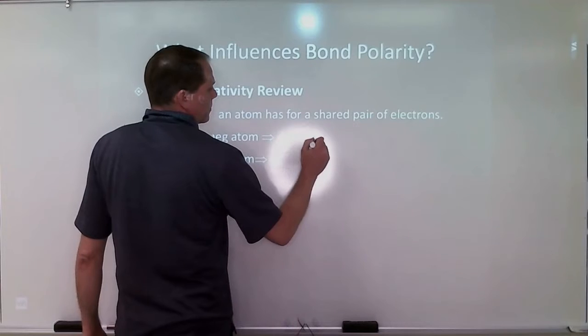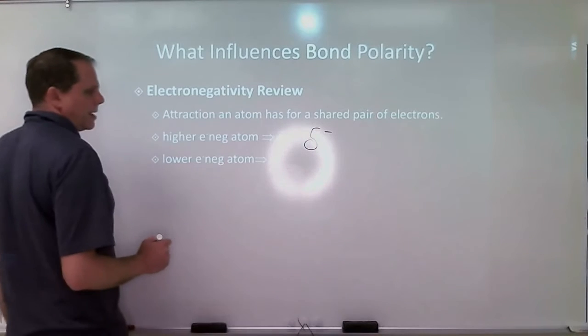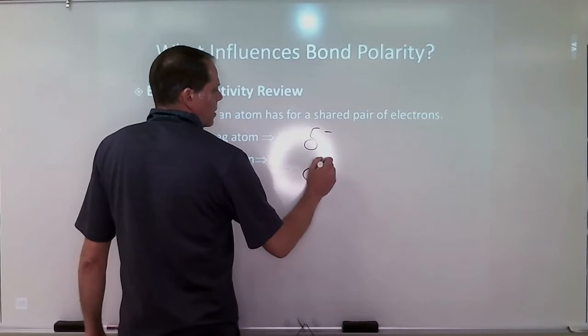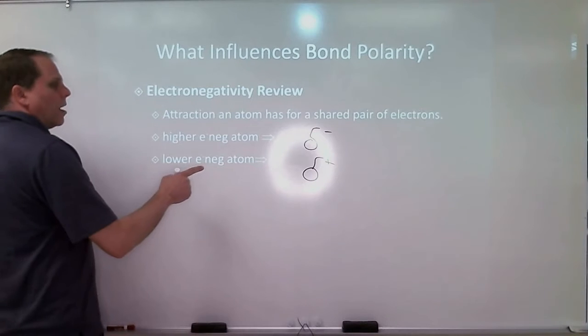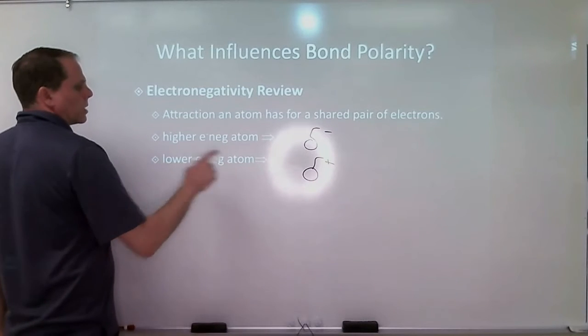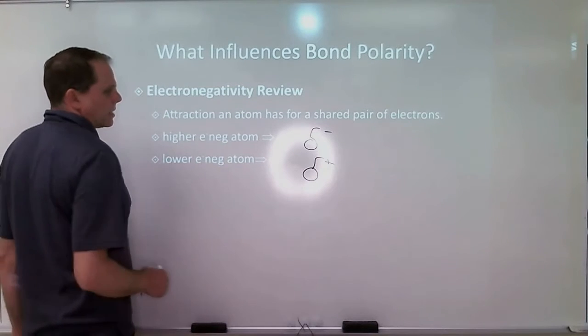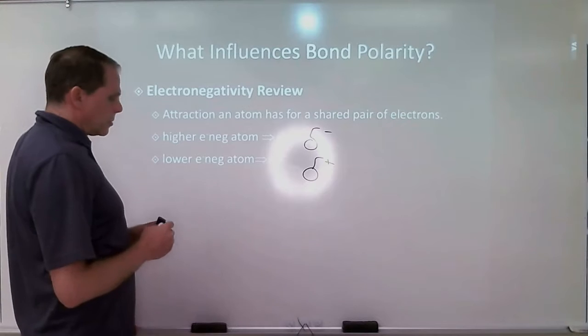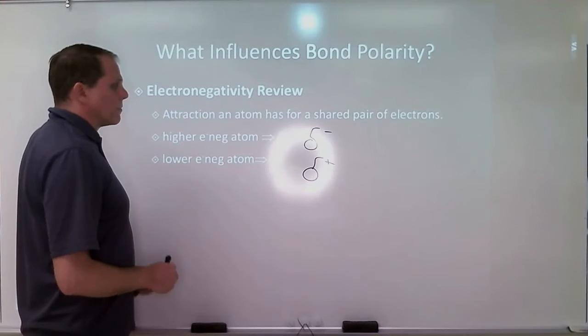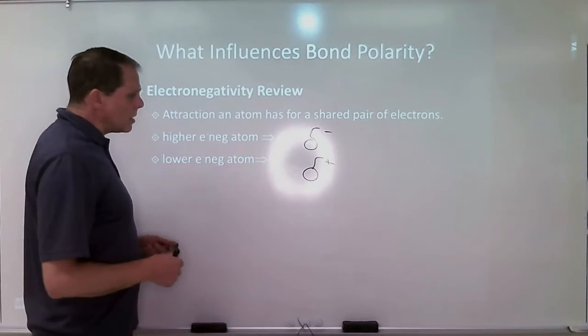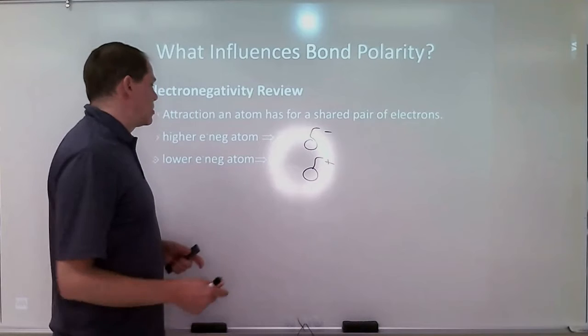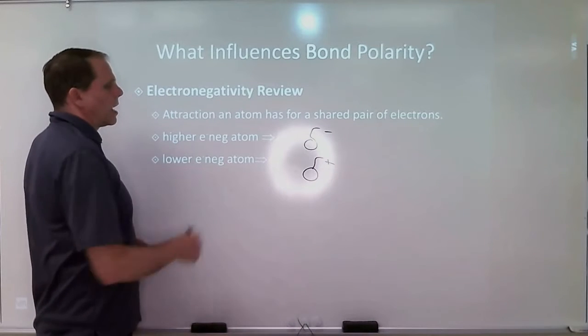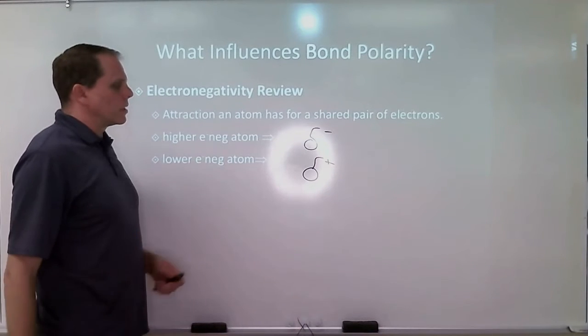Okay, it kind of looks like that. And then this one that has a slightly positive charge, or has a lower electronegativity, is going to get that symbol. That's the symbol we use in chemistry to signify the part of the atom that has a partial charge. So the higher electronegativity atom is going to get this, and the lower electronegativity atom is going to get that.